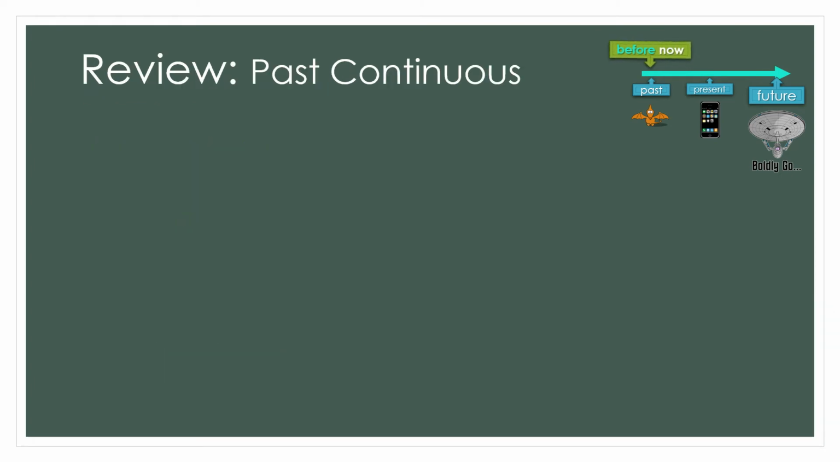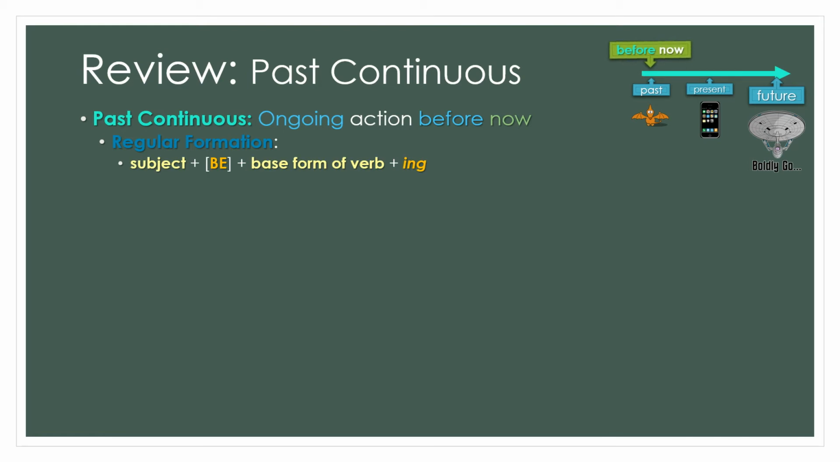To review, past continuous is an ongoing action before now. The regular formation of the past continuous is the subject plus the appropriate form of the verb be in the past tense plus the base form of the verb plus ing. For example, we were learning about past continuous.